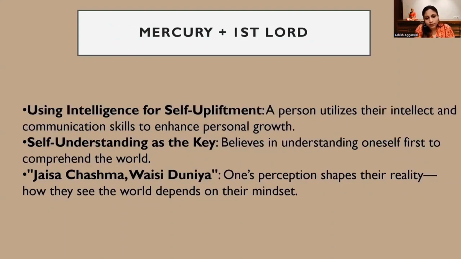Now we will reverse. The association of Mercury is with the first lord because the moon is our first lord. This means you will use your intelligence to uplift yourself. Whether that intelligence is there or not depends on you, but you will work on your thinking and communication skills to develop yourself. Such people also feel that if they understand themselves, they have understood everyone. And they also think that the way you perceive the world shapes your mindset. Your perception creates your perspective on how you see the world.